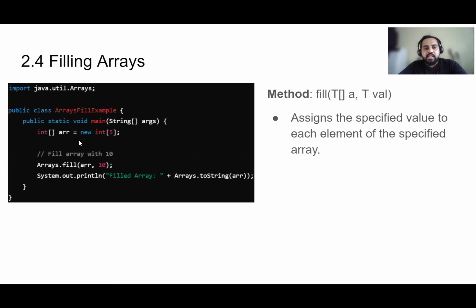Filling array. Suppose I created an array here, new int with a size of 5, and it is empty. By default, it has default values, like the default value for an int is 0. By default 0 will be filled here, but I want to fill it with some other value. So I can make use of the Arrays utility class, that is Arrays.fill. I can pass this variable and the value to be filled, 10. It will fill the complete array of size 5, from index 0 to index 4, that is 5 places, with the value 10.